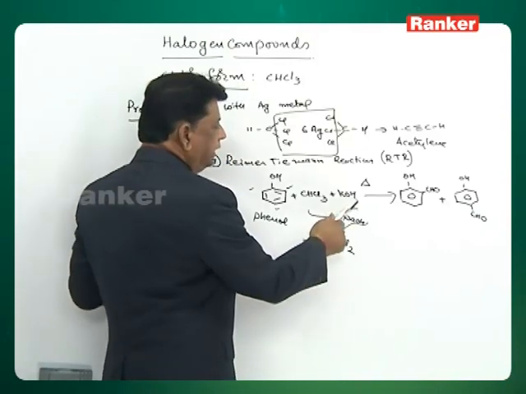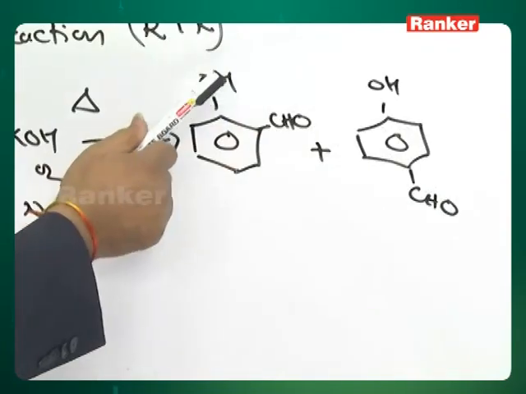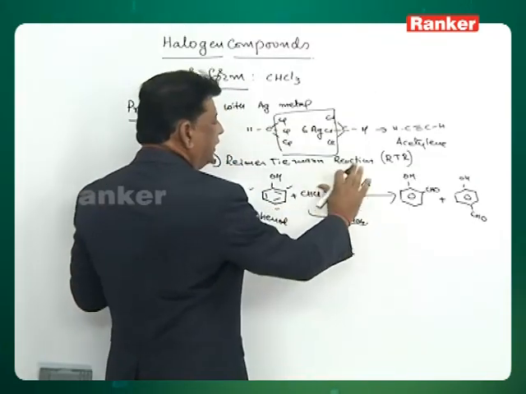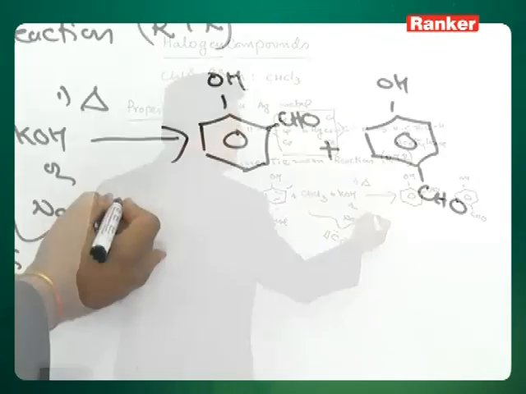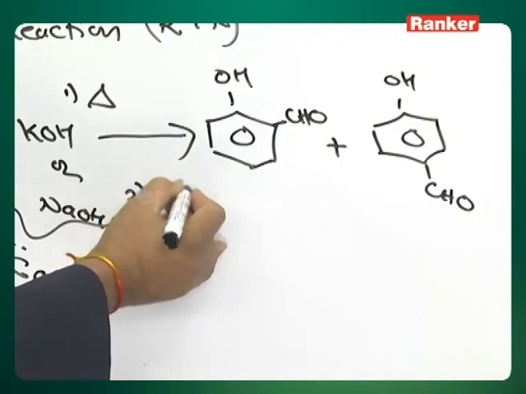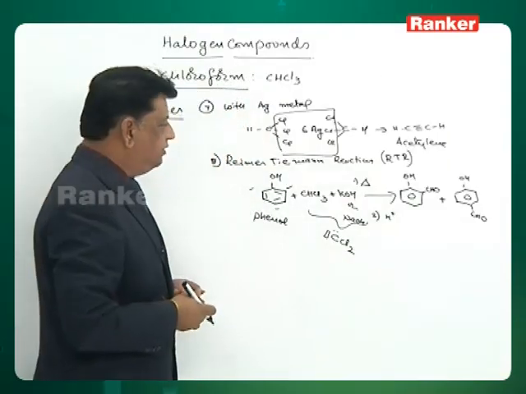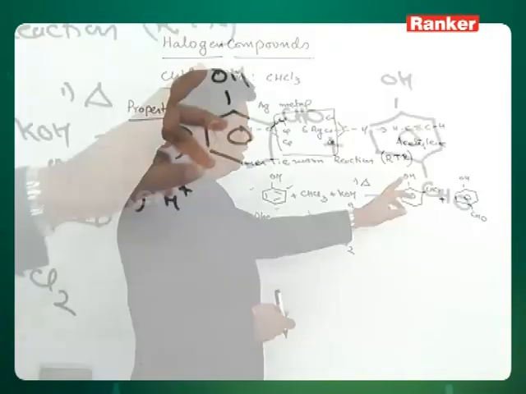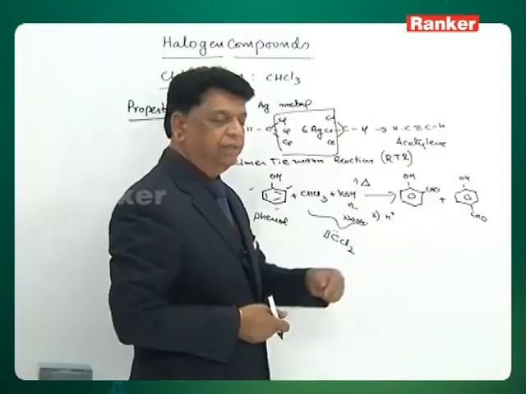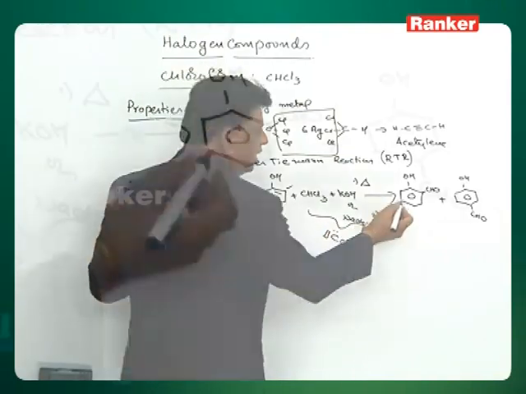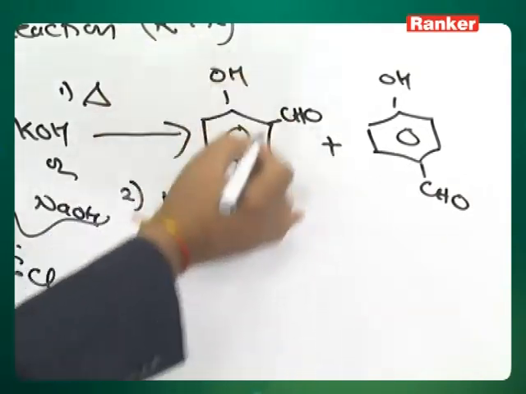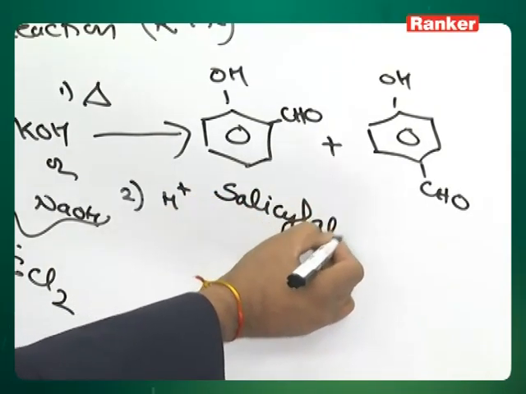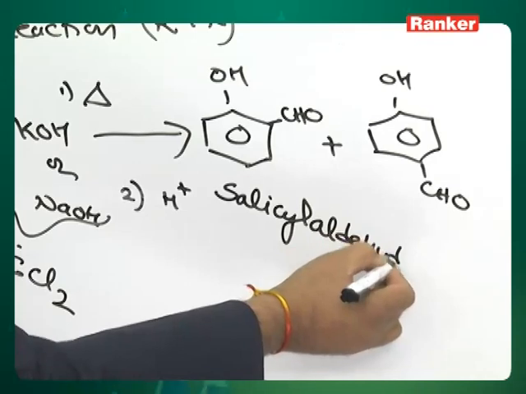But since you are using a strong base, there will be the potassium salt. Therefore you add and heat it once, and after that you add some H plus, a small amount of acid. If you add it, the potassium salt goes and phenol comes. Otherwise the potassium salt of phenol will be there. The first compound has a special name called salicylaldehyde. The second one has no specific name.